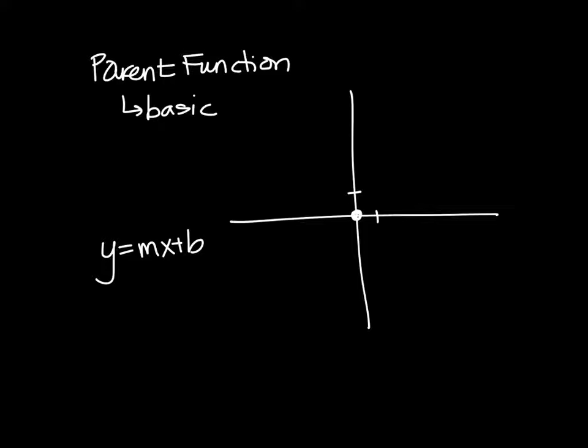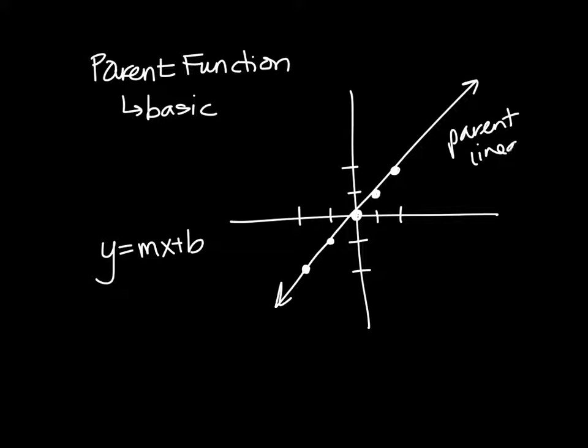So I'm going to rise 1, run 1, rise 1, run 1. I can go the other direction. I can go down 1 and backwards 1. Do that again. This right here is the parent linear function.